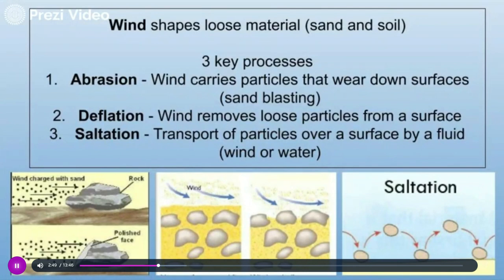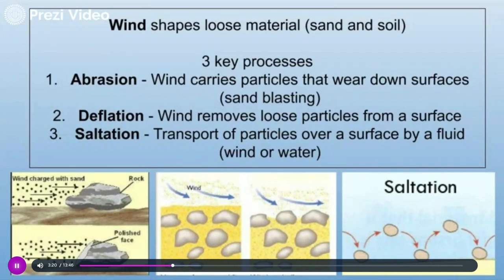Abrasion is a little bit like sandblasting. This is where particles of sand or small stones, rocks, or soil get picked up by the wind and are carried and smashed against a hard substance like a rock, for example. This is shown in the image in the bottom left, the rock being hit with the sand, and you end up with a polished, flat surface. This is a form of erosion that we need to be comfortable with.